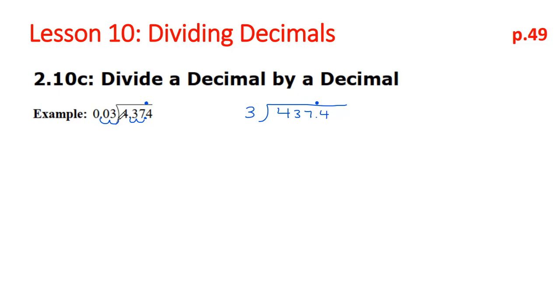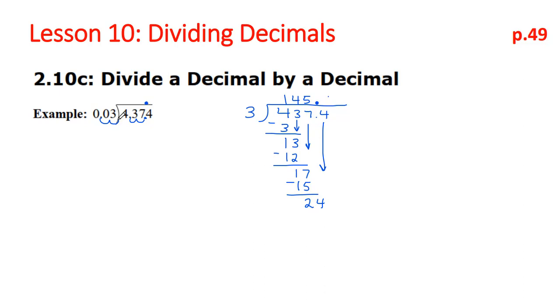So I'm going to divide now. 3 goes into 4 once. 1 times 3 is 3. I subtract. 4 minus 3 is 1. I bring down the 3 here, and I repeat. 3 goes into 13 4 times. 4 times 3 is 12. Subtract, get 1, and bring down the 7. 3 goes into 17 5 times. 5 times 3 is 15. We subtract, get a 2, and bring down this 4.